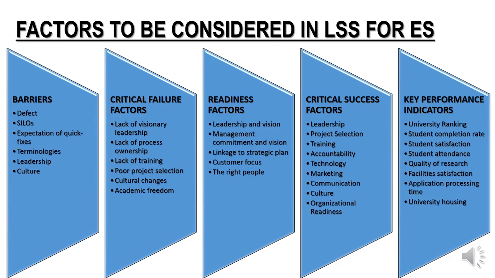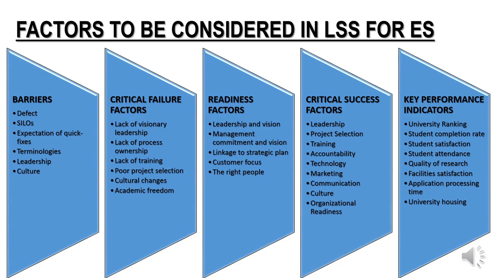So, factors to be considered in Lean Six Sigma for educational systems: first, the barriers. What are those? Defects, silos, expectation of quick fixes, the terminologies, leadership, and culture. For critical failure factors, those are lack of visionary leadership, lack of process ownership, lack of training, poor project selection, cultural changes, academic freedom. For the readiness factors: leadership and vision, management commitment and vision, linkage to strategic plan, customer focus, and the right people.